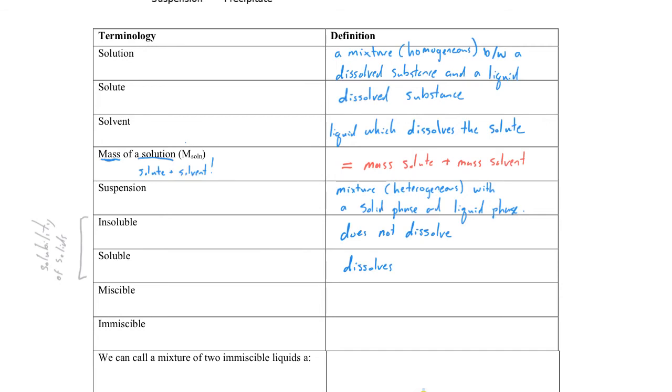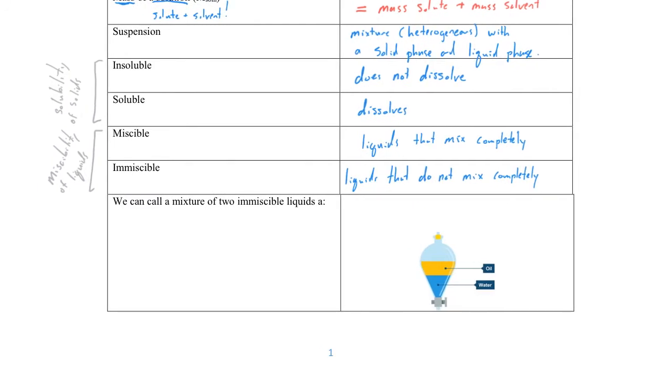Solutions can also be prepared from two or more liquids. When we're describing the ability of liquids to mix together, we use the terminology for miscibility. Miscibility refers to liquids either mixing together completely or not. Miscible liquids are liquids that mix completely, whereas immiscible liquids do not mix completely. An example of liquids which are immiscible would be oil and water.